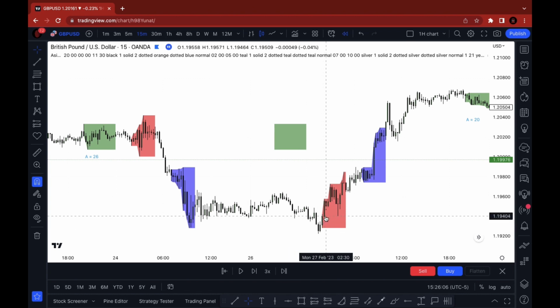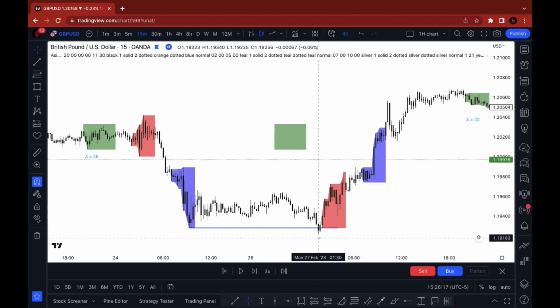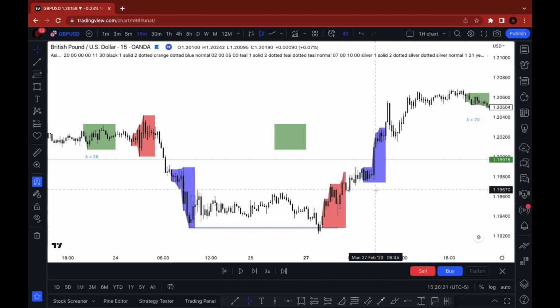We can see for GU, Monday comes down and takes out Friday's low. Right, so we go all through the weekend, Sunday comes around, and then Monday opens up and takes out Friday's low. We can see instantly there's a turning point here. Like I said before, the commercials are most likely buying after they mitigate previous daily lows.